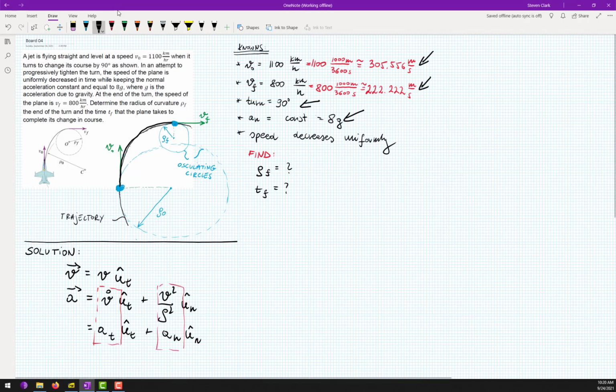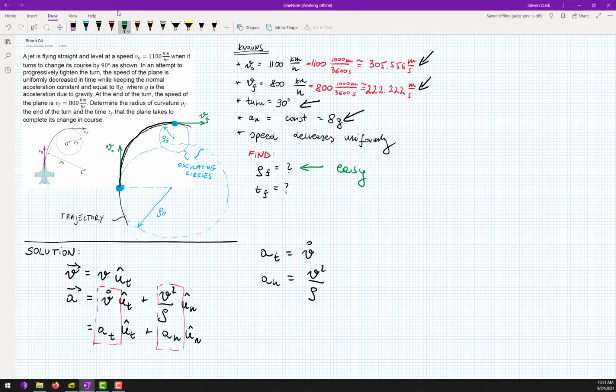So I can write in here, AT is equal to V dot, and AN is equal to V squared over rho. Oh, I put rho squared in here. Sorry guys, my mistake. No square in here. Okay, so I believe that this is very fast. Let's find rho final, okay? This is fast, easy.